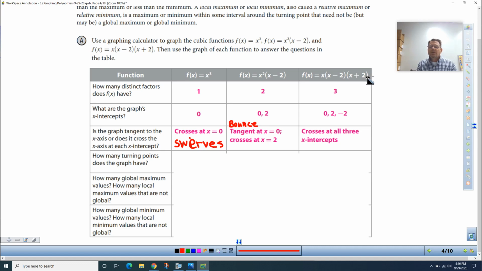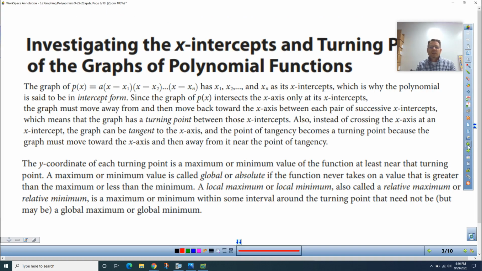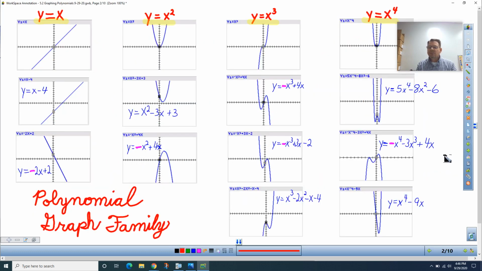So go back to the idea that I showed you on the previous page. When we look at these graphs, it's either going to go straight through, bounce, or swerve. Those are our choices. Depending on what kind of exponent we have, that's how we know what's going to happen.